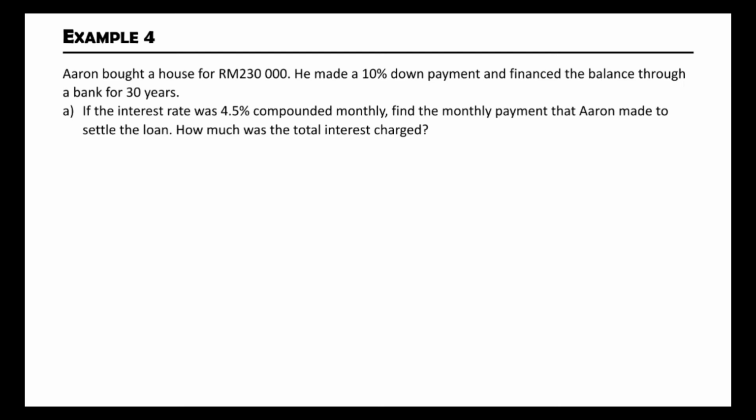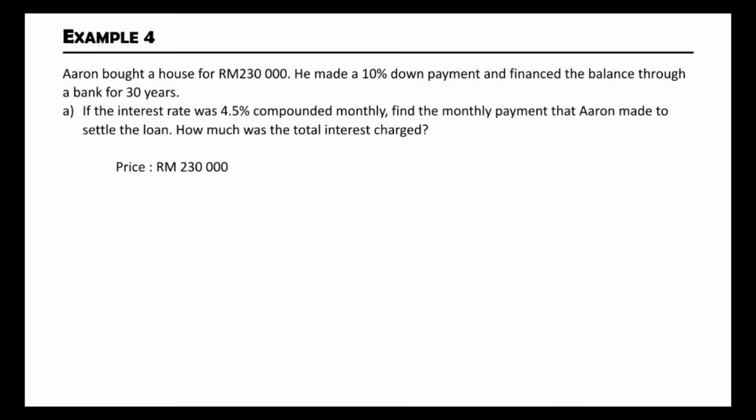Example 4. Aaron bought a house for RM 230,000 ringgit. He made a 10% down payment and financed the balance through a bank for 30 years. If the interest rate was 4.5% compound monthly, find the monthly payment that Aaron made to settle the loan. How much was the total interest charge?